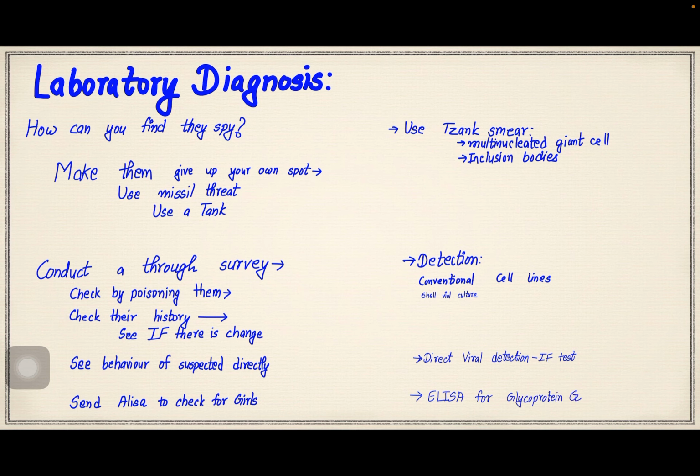Next off, there can also be the shell vial technique. This shell vial technique can be associated with checking their history. Now, I know this is a long jump, but it actually helps us associate it and memorize the fact. Finally, there is also the fact that we can see the behavior of the suspected one directly, that is direct viral examination. Now everywhere where I have said see if there is change, that IF stands for immunofluorescence, and finally ELISA stands for ELISA and G stands for glycoprotein G.